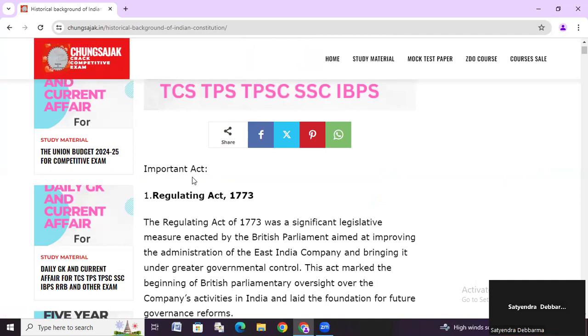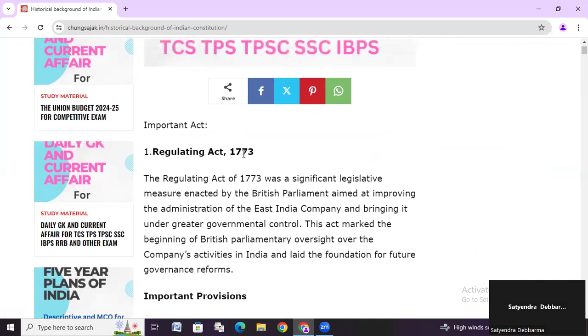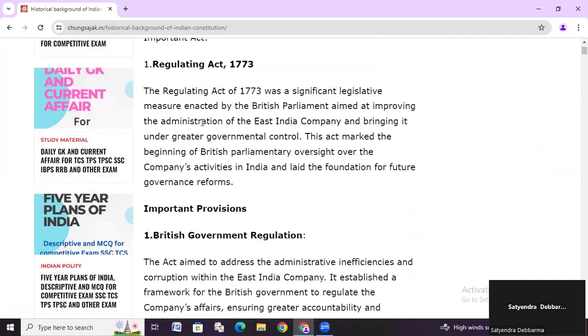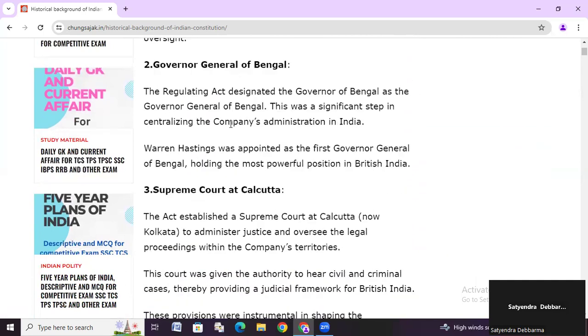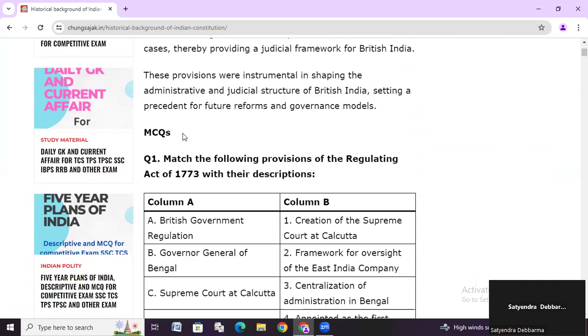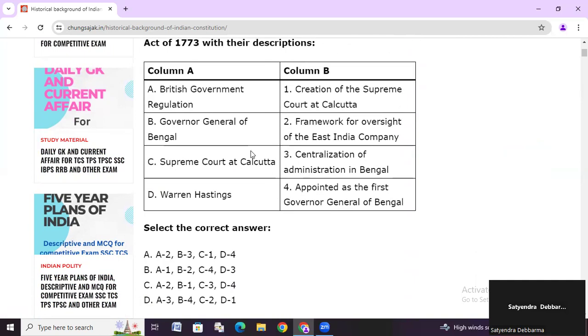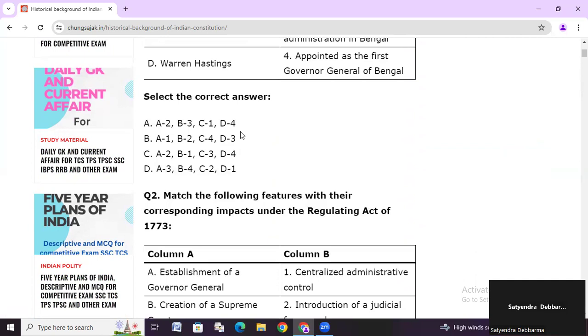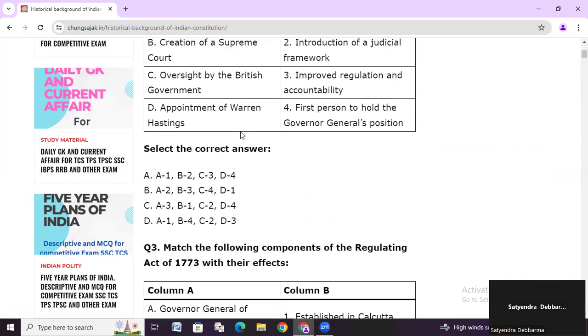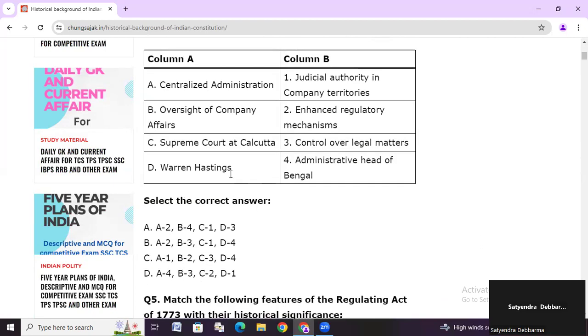Important act, Regulating Act 1773. Study properly and practice MCQ. Practice MCQ, SSC CGL and UPSC based questions. That means the question pattern is the standard SSC and UPSC pattern. Practice.